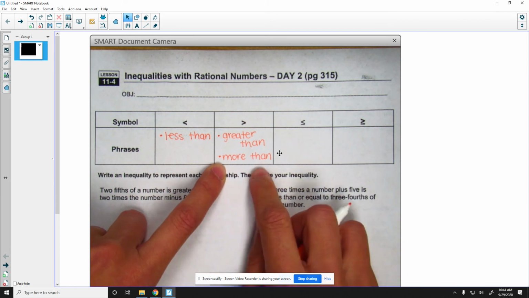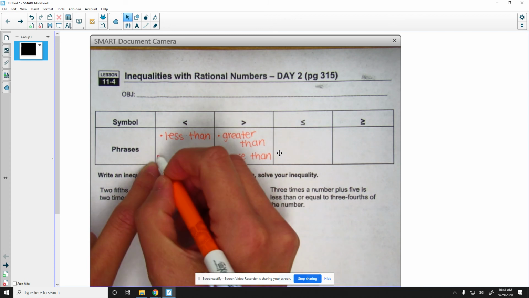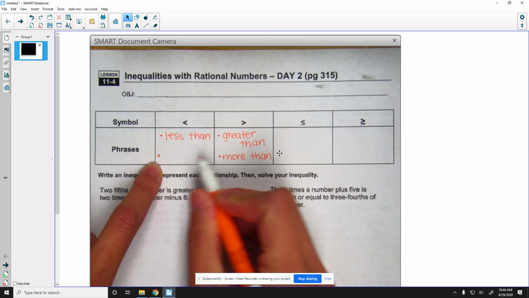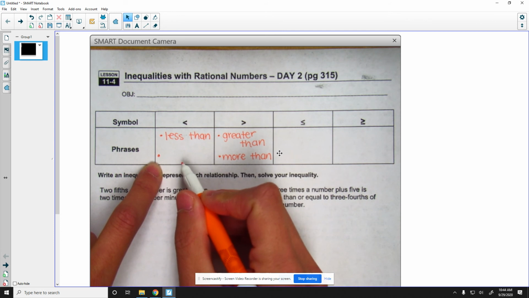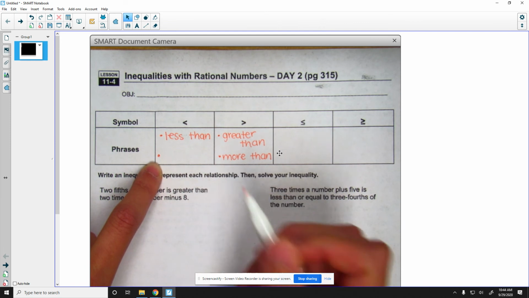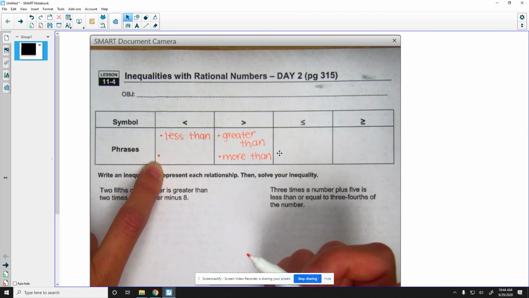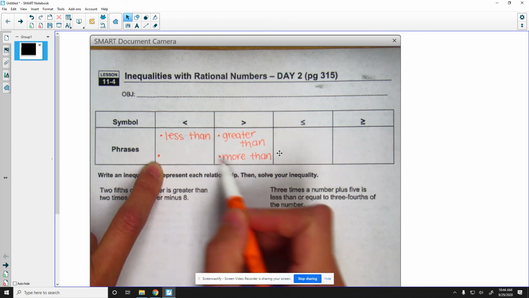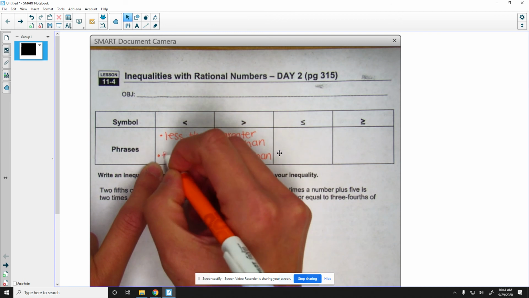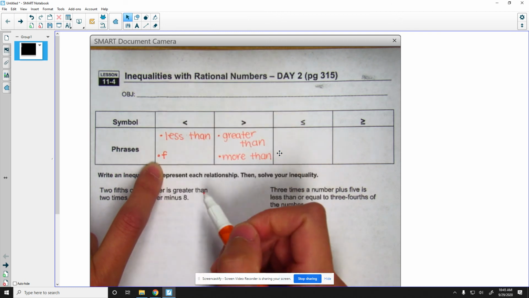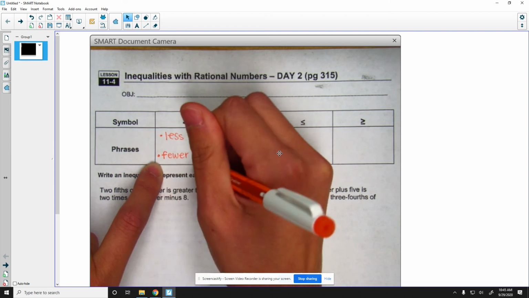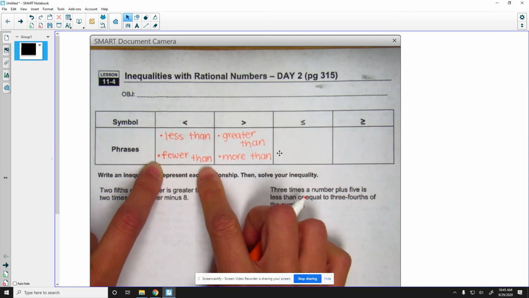Okay, wait. If this is more than, then there's going to be one that sounds opposite of that. What is opposite of more than? Like, so what's like the opposite word of more? Brooke? Yeah, I guess I would think less than more. Okay, so how about this? Smaller than, yes, normally people don't say smaller than, but that is smaller than. How about fewer than? So I know there's a bunch of different options, but I'm just trying to give you the ones that are most common in math.